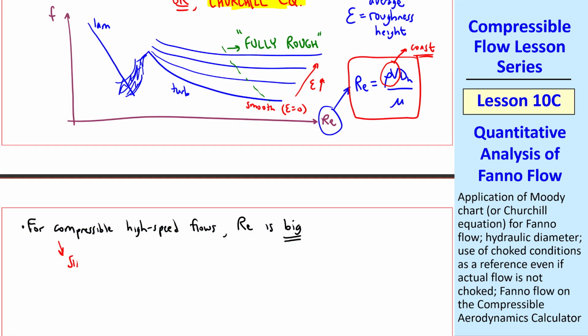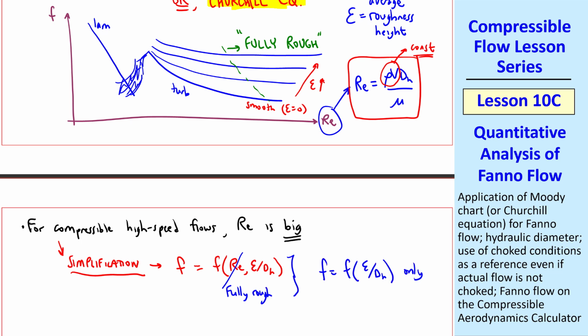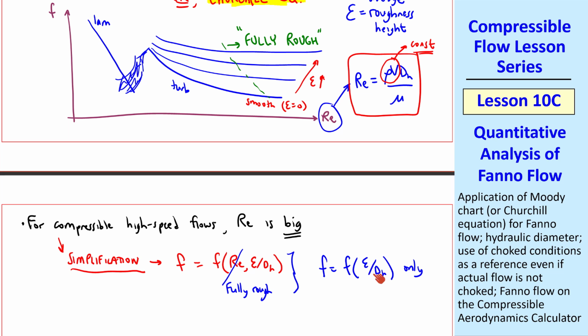This is a nice simplification that's actually quite accurate for these high-speed flows, that f, which is normally a function of Reynolds number and roughness over hydraulic diameter, when the flow is fully rough, Reynolds number drops out. So f is a function of this non-dimensional roughness only. This will be key to helping us analyze Fanno flows.